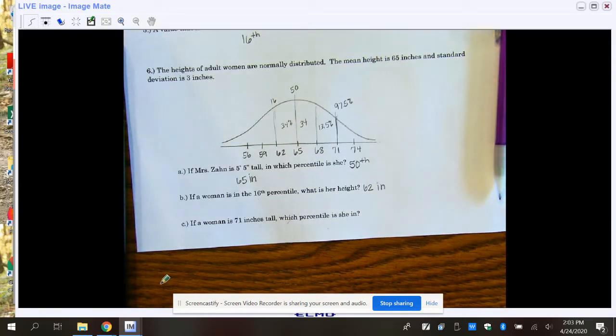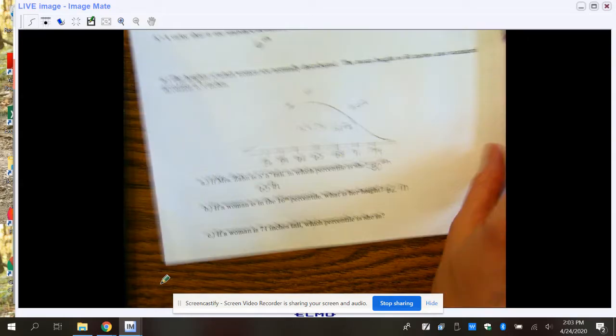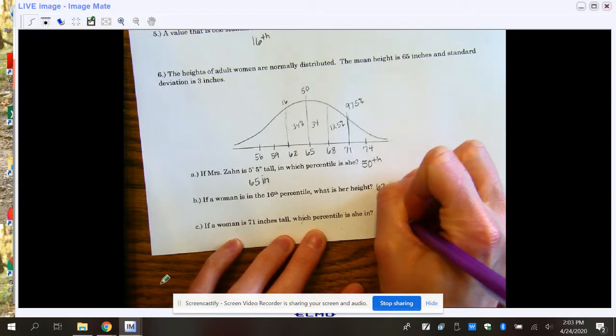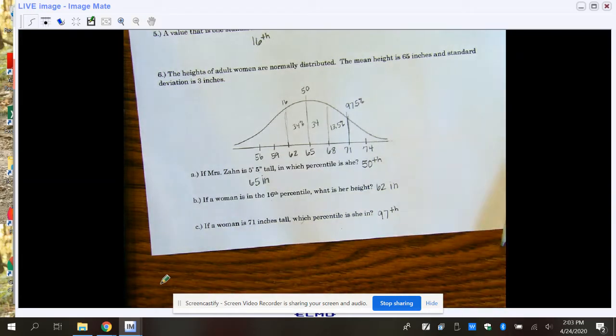Typically though, with percentiles, you round down. So I would say she's in the 97th percentile, not the 98th. So you want to always round down. Even though technically we usually round up with 0.5 or above, you'll always round your percentiles down.